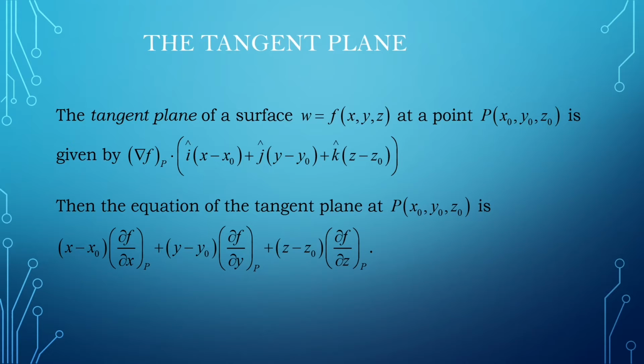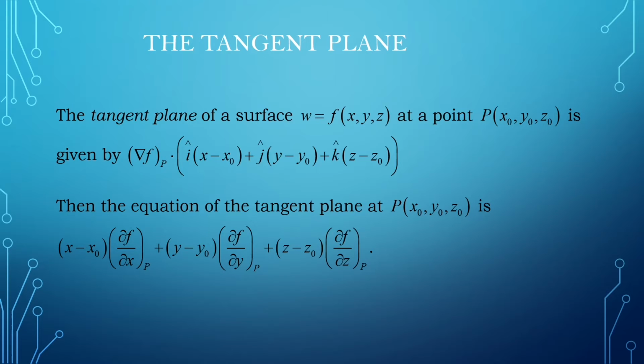What is a tangent plane? Consider a scalar field f from R3 to R. It can also be written as W equals f of x comma y comma z. Suppose a point P(x0, y0, z0) is given on this surface. The tangent plane literally touches the given surface at this point P(x0, y0, z0). Let's see what is the equation of this tangent plane.